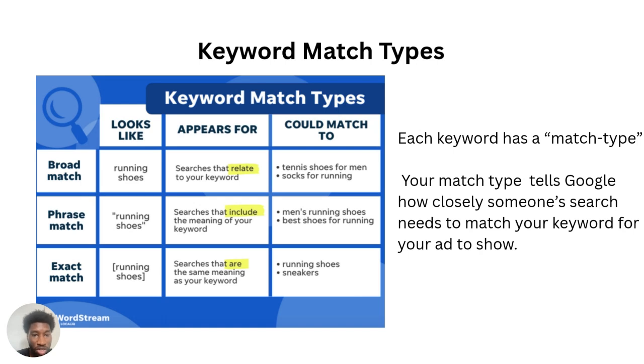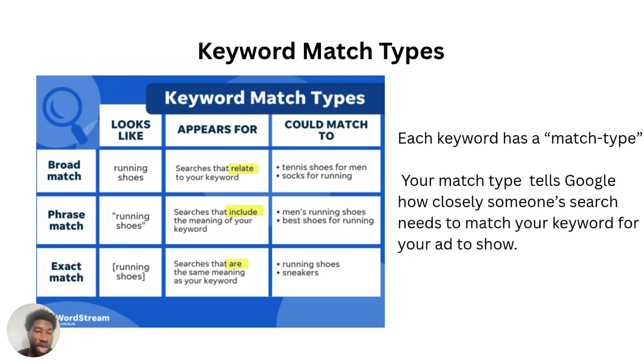And exact match are searches that are the same meaning as your keyword. So if someone searches up running shoes and you're looking for exact match, you'll show up for people that are also searching running shoes or sneakers, right? So really close to running shoes, as opposed to phrase match, where if someone searches running shoes, you'll show up for searches that include the meaning of that keyword. So men's running shoes or best shoes for running.